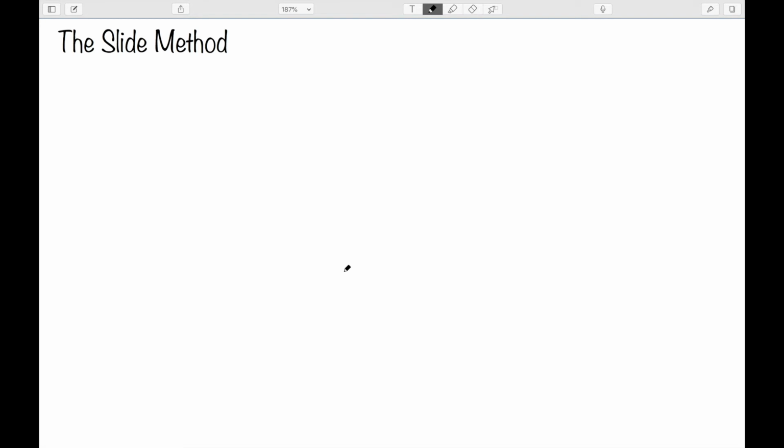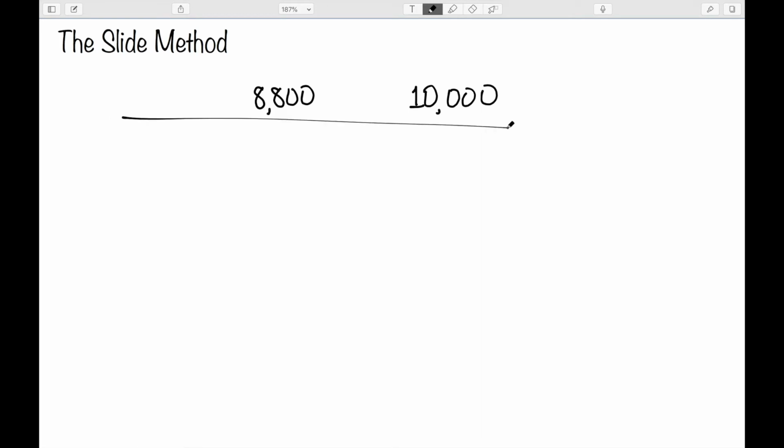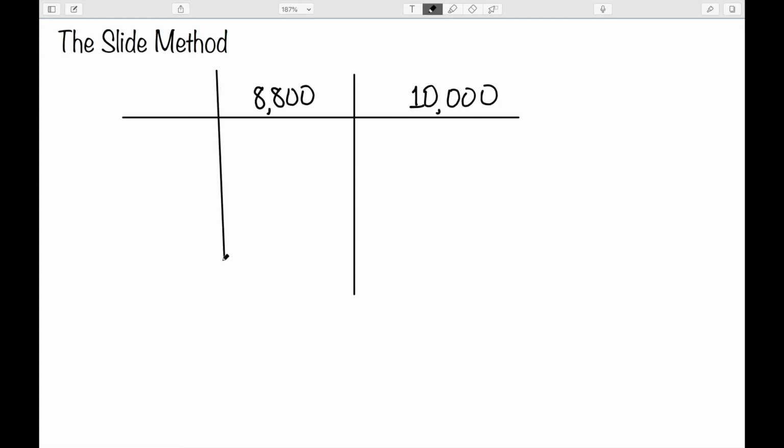Let's look at what's known as the slide method. The slide method is very useful when I'm trying to find the greatest common factor of really big numbers. Let's look at the greatest common factor of 8,800 and 10,000 using the slide method. In order to use this method, I'm going to build this table where these two numbers are my second and third column, and then I'm going to fill in the rest of the table, the first column and the rest of these. I need to think about what numbers these have in common.